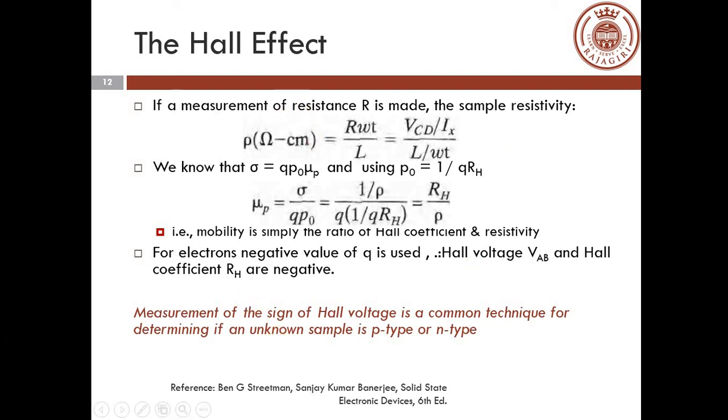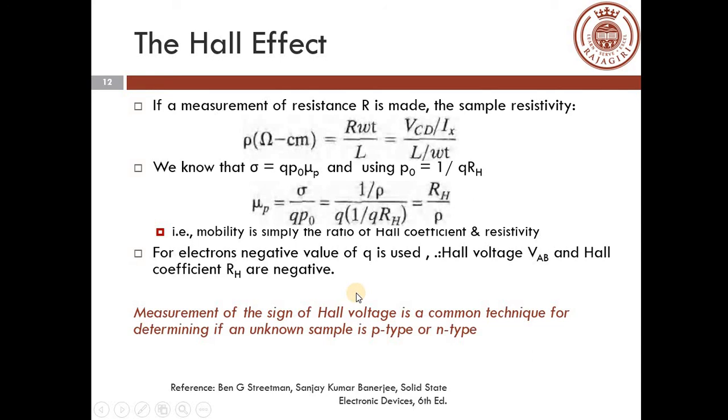Now in this particular derivation and explanation of Hall effect, we have considered holes as charge carriers. So if we consider electrons, wherever we used Q, the negative value of Q would be used. Therefore the Hall voltage VAB and the Hall coefficient RH will become negative. So from the sign of the Hall voltage, we can determine whether the semiconductor material under consideration is P type or N type. That is an important conclusion.